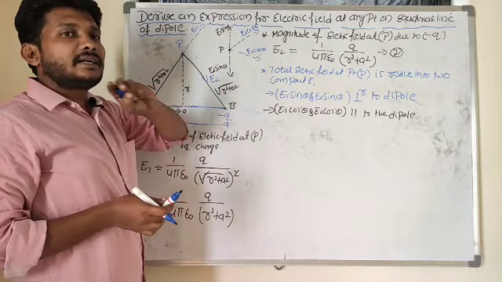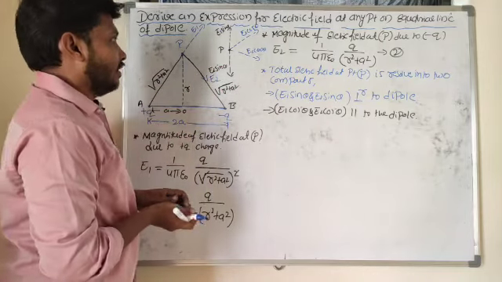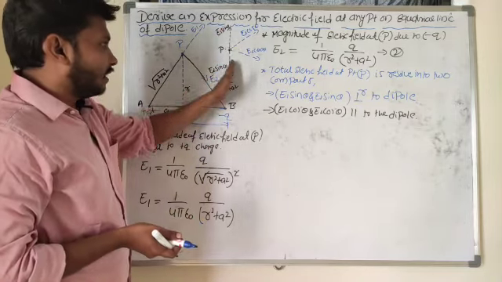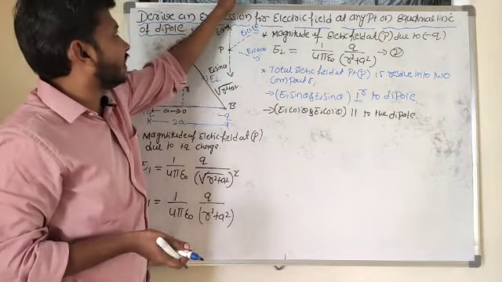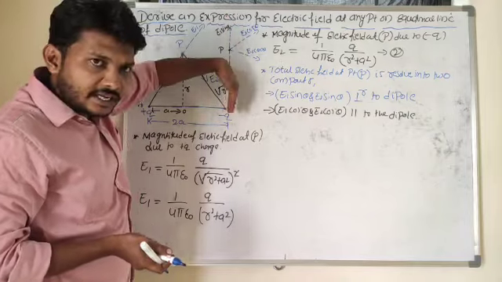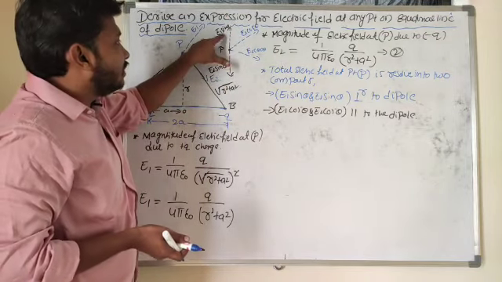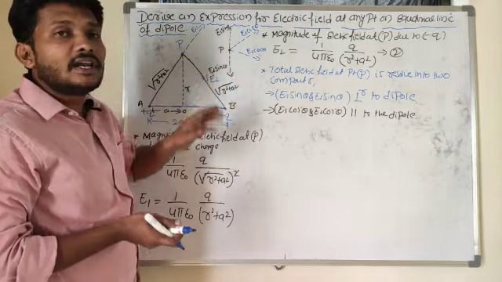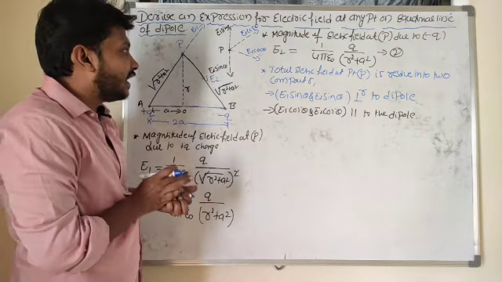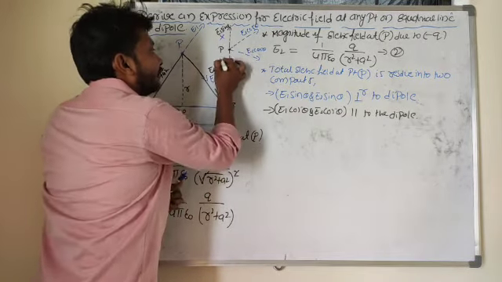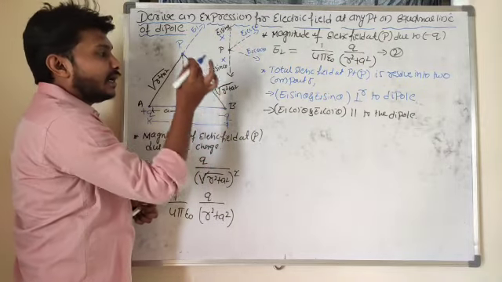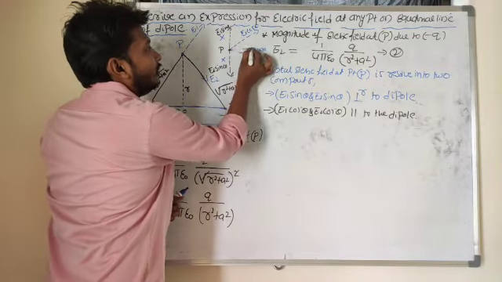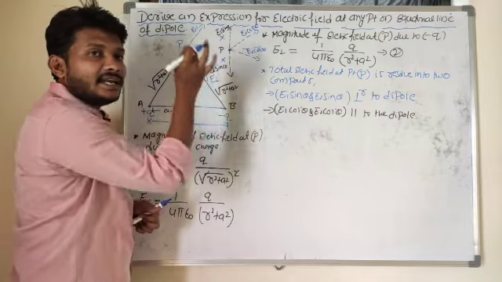The perpendicular component of electric field is getting cancelled out here. Why? Because E1 sin theta is in the upward direction, and E2 sin theta is in the downward direction. These two electric fields are equal in magnitude and opposite in direction. So the electric field perpendicular to the dipole cancels out. The electric field present only parallel to the dipole gets added up.